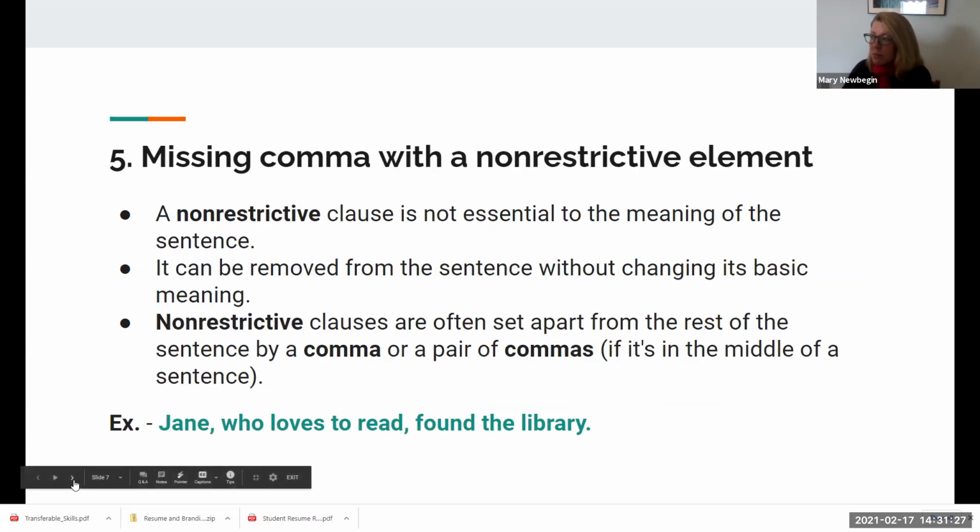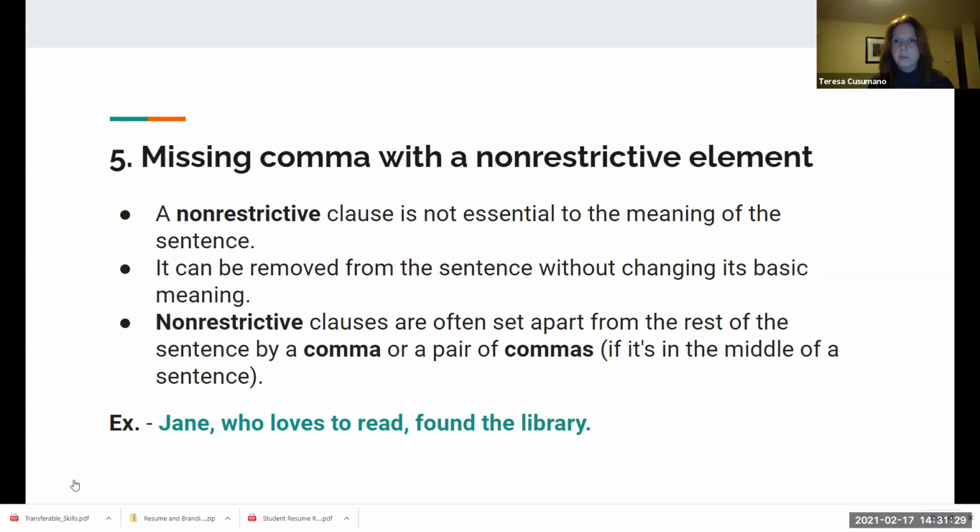Okay. So number 5, missing a comma with a non-restrictive element. A non-restrictive element or a non-restrictive clause is something that is unnecessary to your sentence, right? You don't need it. If I removed it from the sentence, it would still be an independent clause. So if you look at the sentence, Jane, who loves to read, found the library. The non-restrictive clause in between the commas is who loves to read. I don't need that in there. It's just giving you more information about Jane.